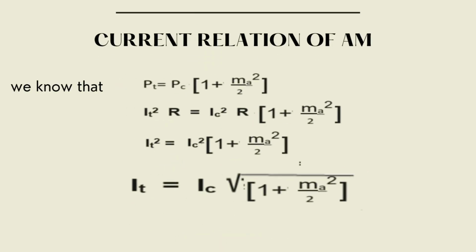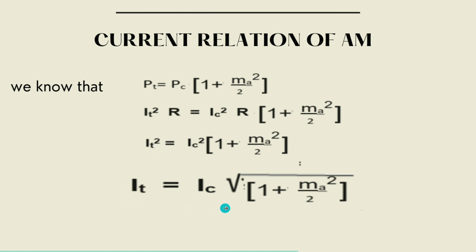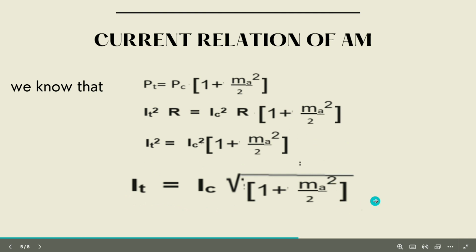Coming to the current relation of the corresponding waves, we know that Pt is Pc into 1 plus Ma squared by 2. With respect to current and resistance, power is I squared R. So instead of Pt, we substitute It squared R, and instead of Pc, we substitute Ic squared R. Cancelling R on both sides, we get It squared equal to Ic squared into 1 plus Ma squared by 2. The final current relation of the AM wave: taking the square root on both sides, It is equal to Ic into the root of 1 plus Ma squared by 2.